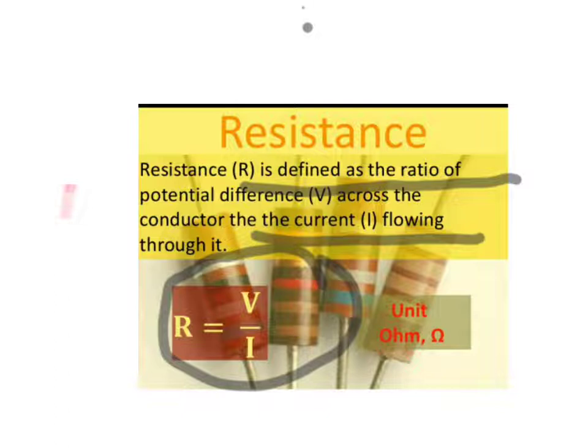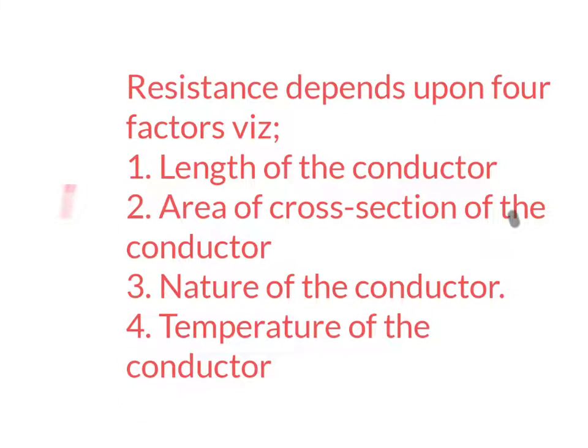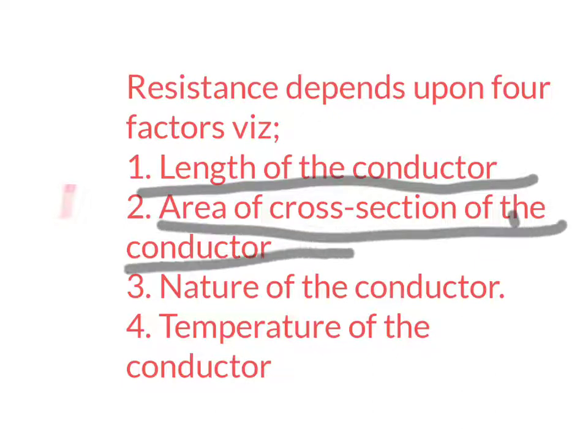Now today we are going to discuss the factors on which the resistance of a conductor depends. Generally, we say that resistance depends upon four key factors. One is the length of the conductor, that means how long a conductor is. Second is the area of cross section of the conductor, which means how thick a conductor is. What is the thickness of a conductor? That means the area of cross section of a conductor.